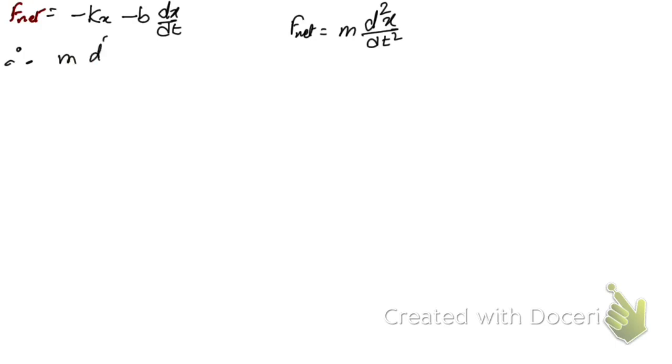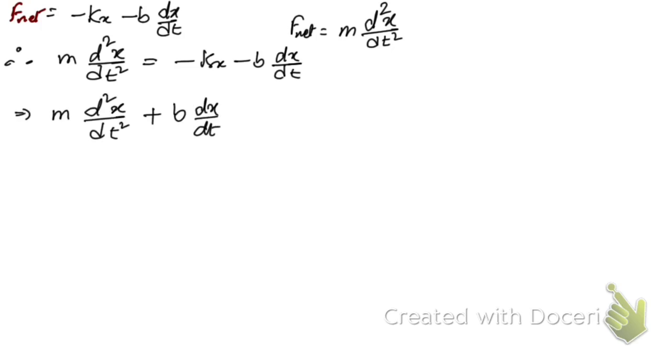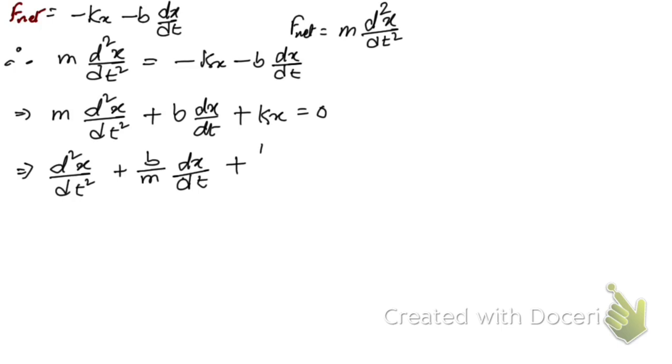So let me write the two expressions of net force. We have got these two. Now therefore we can write that mass into acceleration is equal to minus kx minus b dx/dt. Let me simplify this equation. It can be simplified this way, and let us divide both sides by m. On dividing both sides by m, we have got this.